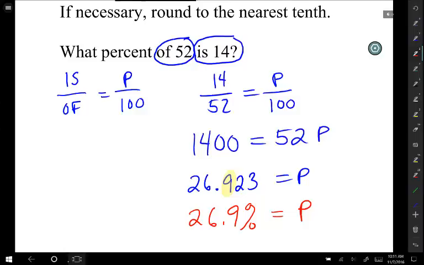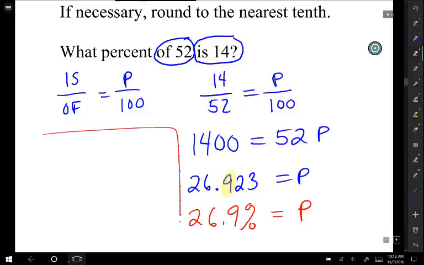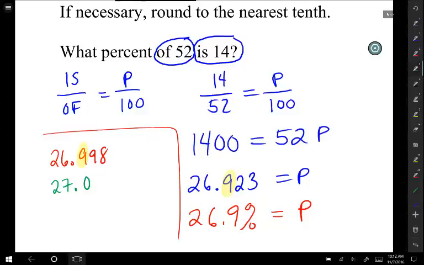A quick question about rounding. What if this was like 26.998? To round up, would you round it up to 27? All right, so the 9 becomes a what? A 0. The 9 becomes a 0, but because that became a 0, that kicks the 26 up to a 27. But if you're rounding that, you would put 27.0. Because that tells me that you actually rounded it to the nearest tenth.